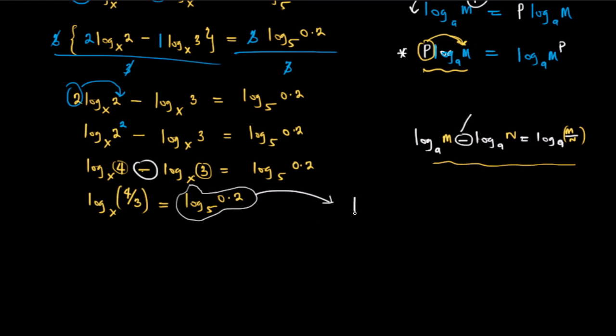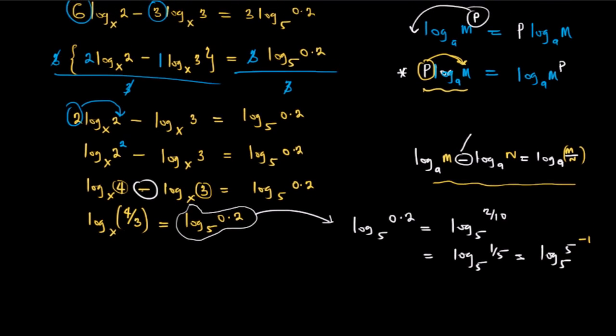So what I have is the log to the base 5 of 0.2. This is the same thing as 2 divided by 10, which is equal to the log to the base 5 of 1 over 5, because 2 divided by 10 is 1 over 5. And also we know that 1 over 5 is the same thing as 5 to the power negative 1.